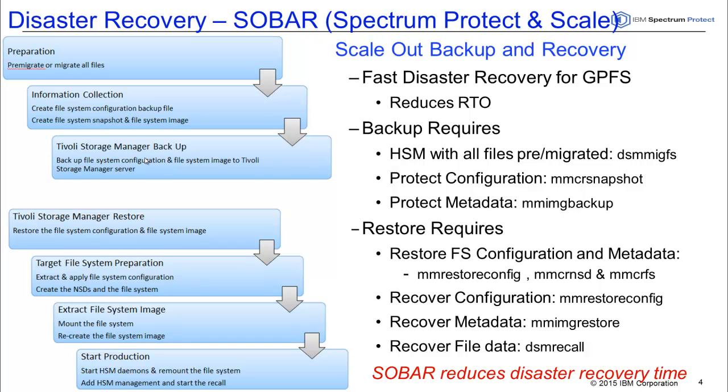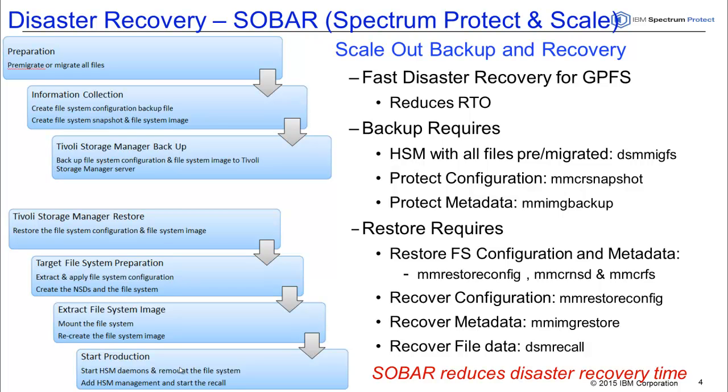If there is a disaster, in order to go about recovering your file system, the next set of steps you'll do includes, first of all, recovering from the Spectrum Protect server the configuration and file system images that you backed up in the first set of steps. You'll then go and create some files that have the NSD information and file system information in them. You'll extract the file system images from the backup and recreate the file system images. And then as a final step, you'll restart your HSM on the GPFS file systems.